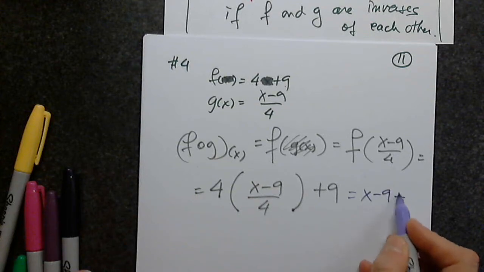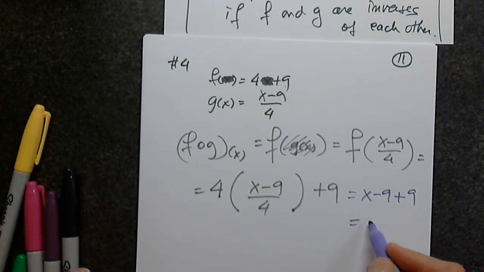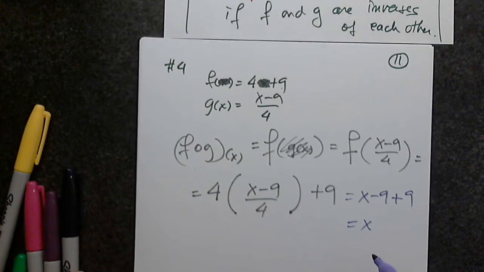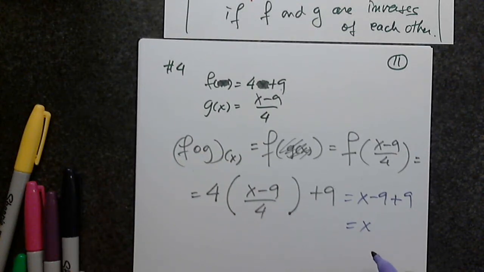And how much is x minus 9 plus 9? X. What do we conclude? They are inverses of each other. I still have to find g composed with f of x, but if this one is x, and I did not make any error, the other one must be x.